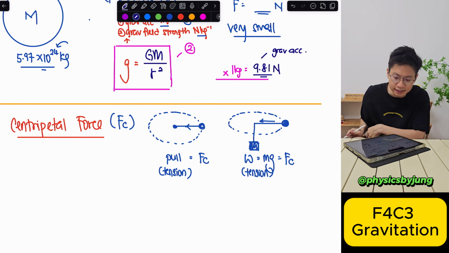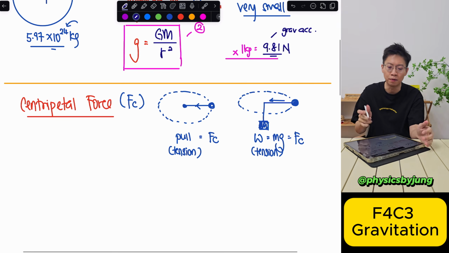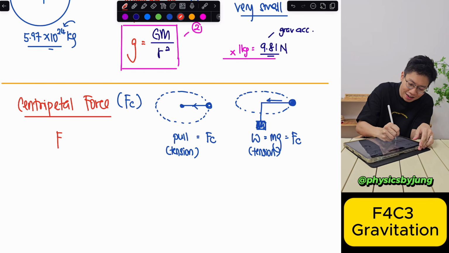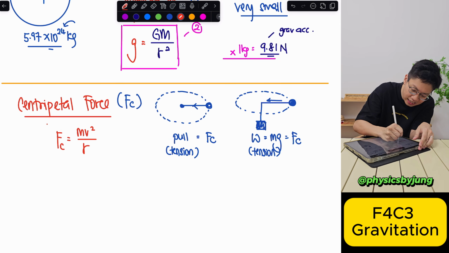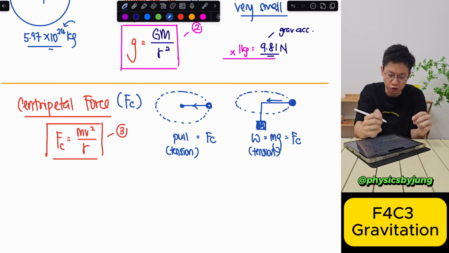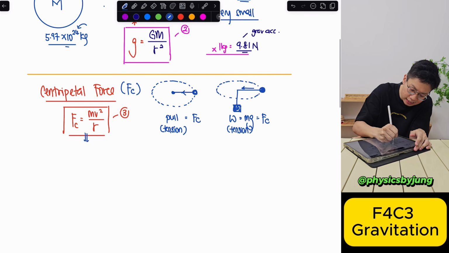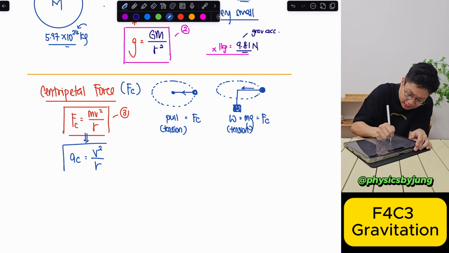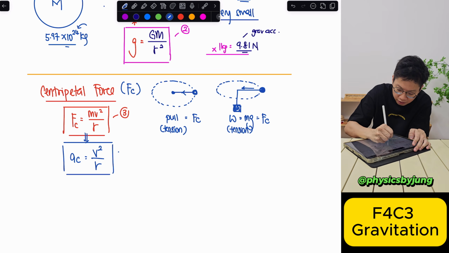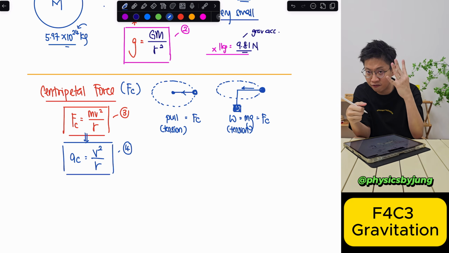Okay, what's next, guys? Of course, this is very simple. So how do we calculate the centripetal force, you might say? F equals mv squared over r, Fc. So this gives us our third formula for today. We can also summarize that if you want to find the acceleration, also known as centripetal acceleration, it will equal v squared over r, which is formula number 4.